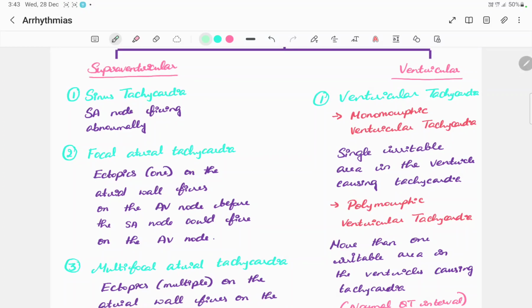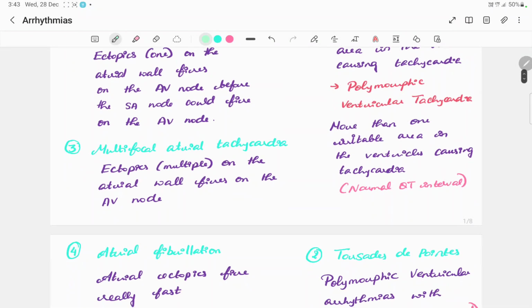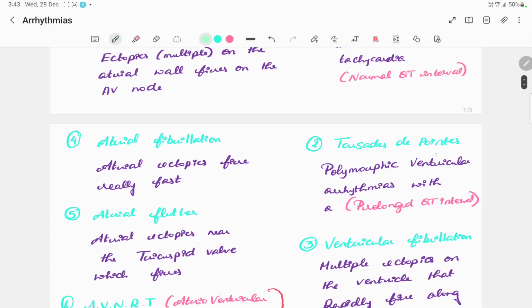Coming to ventricular tachycardia, we divide it into monomorphic ventricular tachycardia and polymorphic. So monomorphic is when there's only a single irritable area, whereas polymorphic is when there's more than one irritable area, which will lead to tachycardia. So why have I mentioned that there's a normal QT interval? Because there's another subtype which is known as torsades de pointes.